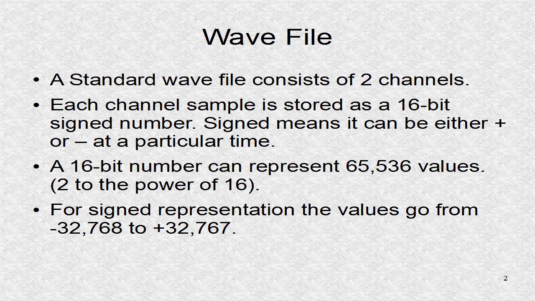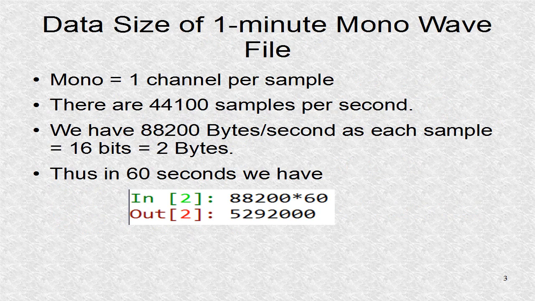2. A stereo WAV file consists of 2 channels, left and right. Each channel sample is of 16-bit length. A 16-bit number can represent 65,536 values, 2 to the power of 16. A signed 16-bit integer can represent anything from -32,768 to +32,767.